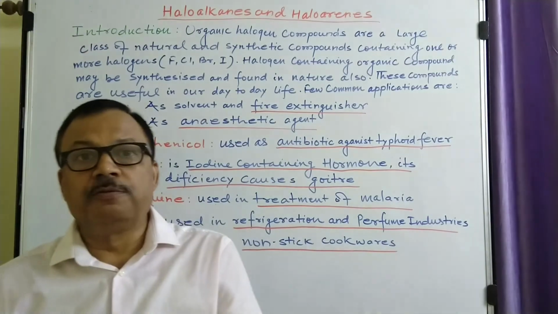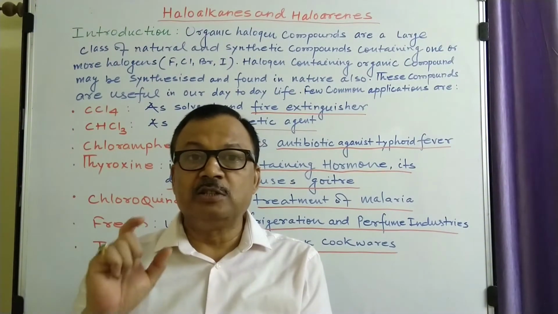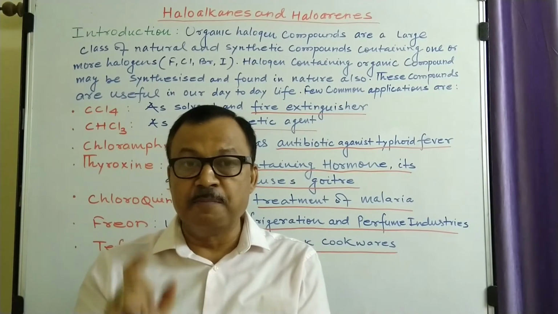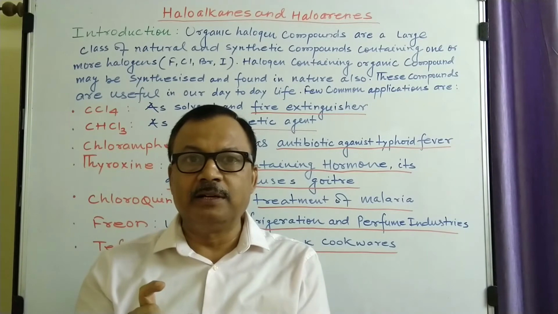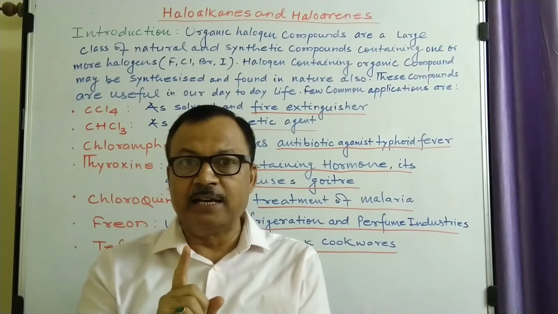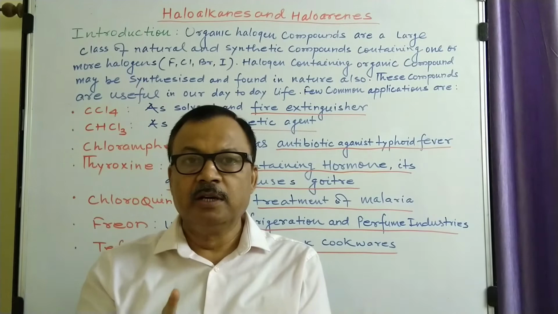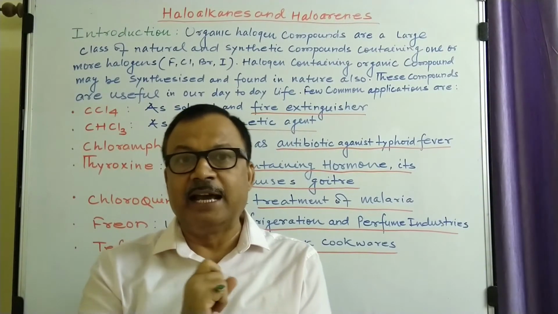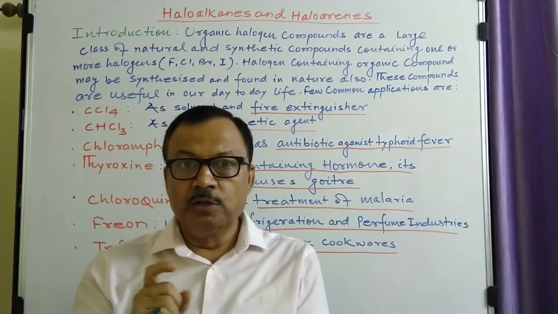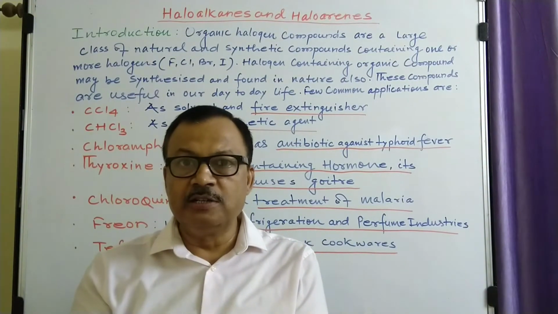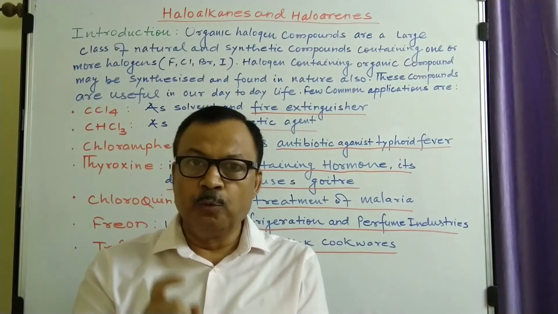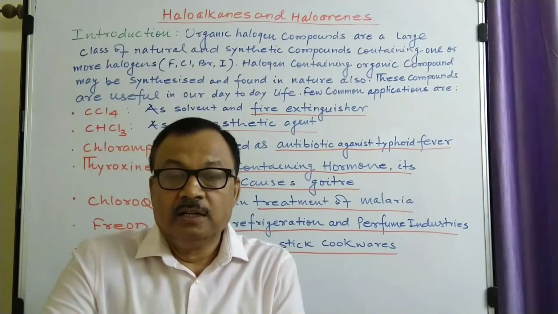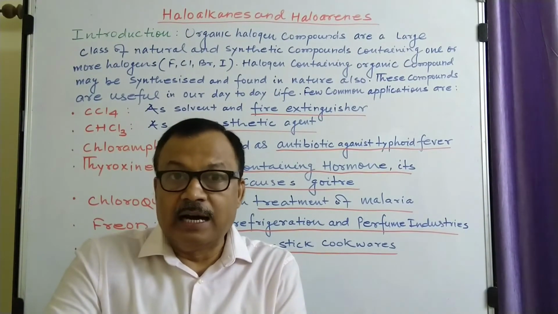Then, classification of haloalkanes on the basis of the number of halogen atoms. Haloalkanes are divided on the basis of the number of halogen atoms: a monohalo derivative containing one halogen atom, a dihalo derivative containing two halogen atoms, and a trihalo derivative containing three halogen atoms. So mono-, di- and trihalogen derivatives are possible with haloalkanes as well as with haloarenes.